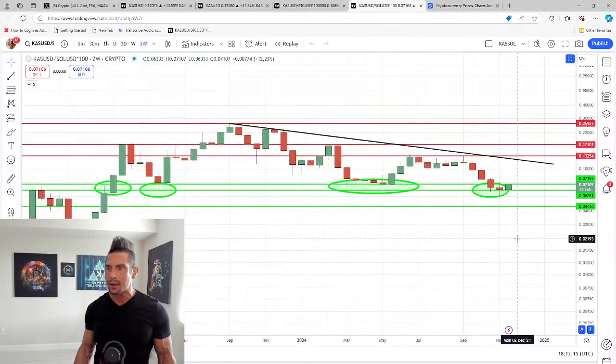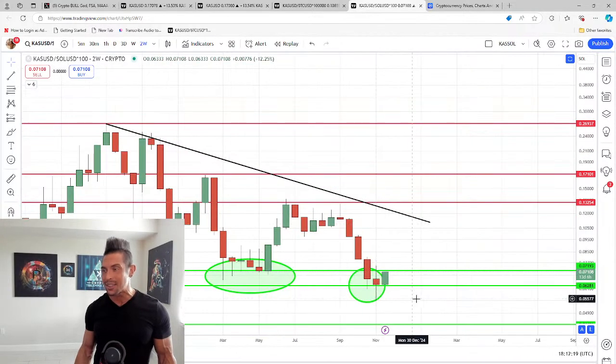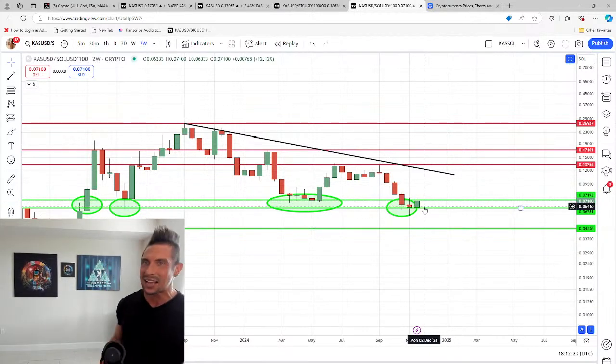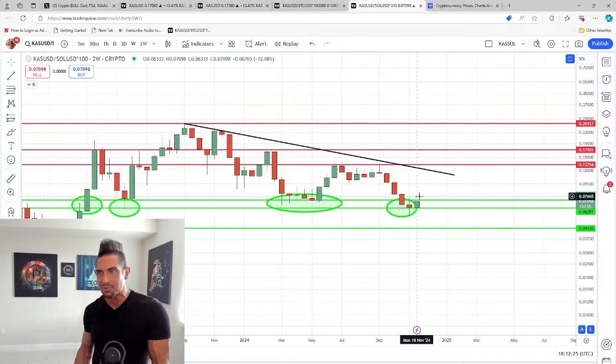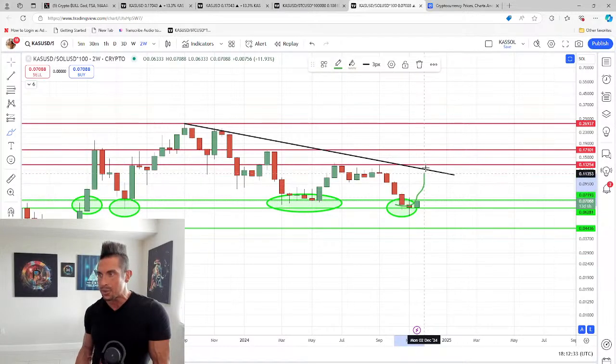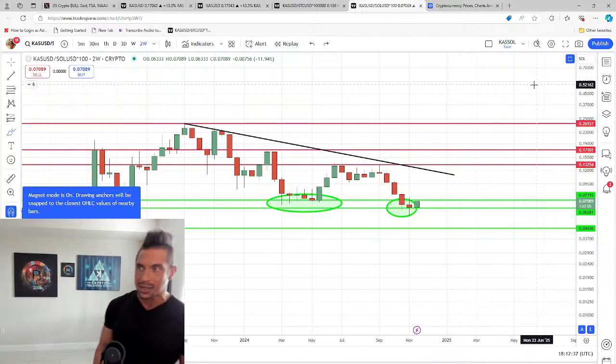Same thing on Solana, okay? This is my line in the sand. If we start to break this line here, we're in trouble, okay? Kaspa is really going to start losing some momentum relative to Solana. We don't want to see that. So we're holding up here, which is great. Obviously, it's probably pretty obvious to you guys, but I want to see us break up here and eventually try to break out to new all-time highs against Solana.